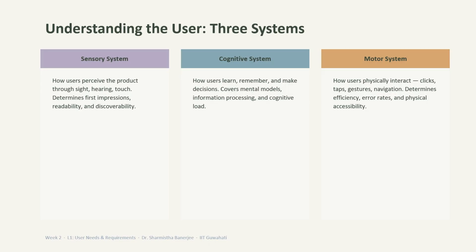Now comes the cognitive system. Once I perceive this information from any of my senses, the next task comes to my cognitive system. I have to make sense of it. So users learn, remember and make decisions using their cognitive system. So it covers all the mental models. Why did I decide to put this pen inside this hole?